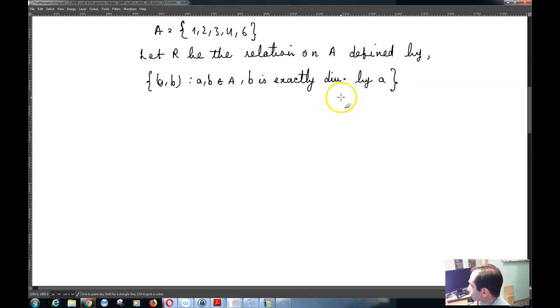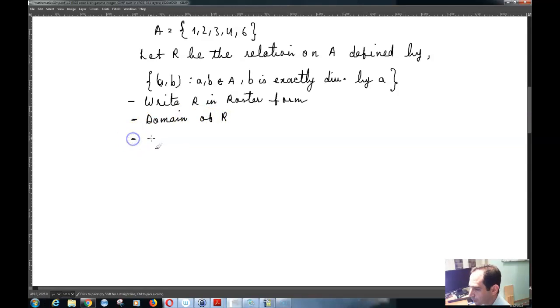Now you want to write R in roster form. Find the domain of R, and find the range of R. Okay, so now R is a relation on A, meaning that when you say R is a relation on A, what that means is that R is a relation from A to A, defined by this rule over here. And you want to write R in roster form.